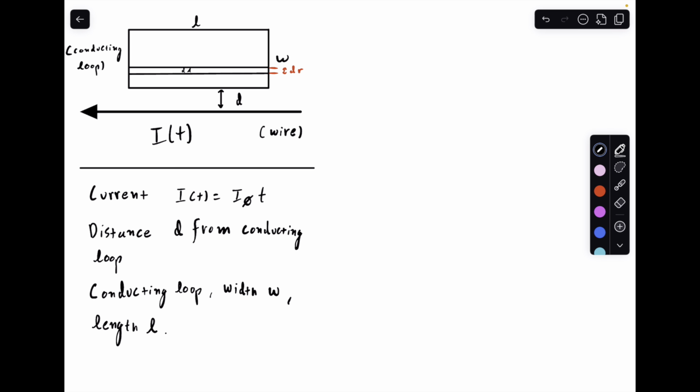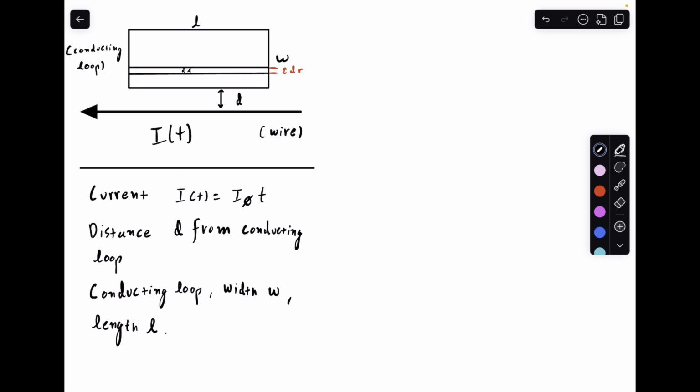This is a major derivation. Today we're going to be finding the electromotive force, the induced EMF, on a square loop of wire from a current going through a wire that is pointing to the left, that's changing with respect to time. So let's just jump right into it.